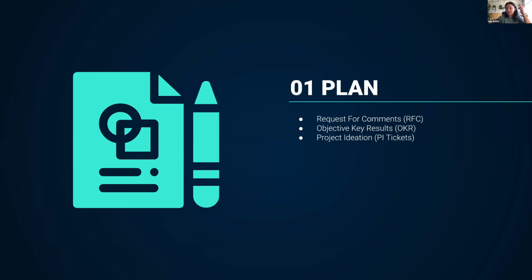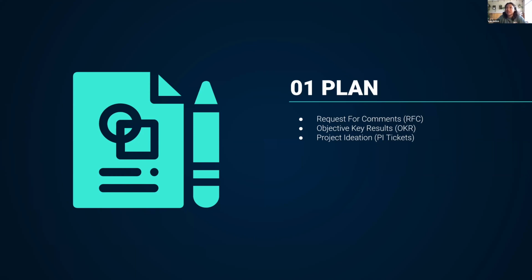So in step one, the planning phase, you might be familiar with requests for comments or even OKRs, where you're setting your team goals. A lot of times those turn into project plans, right? Project ideation, which for us, we like to put into Jira. So we have PI tickets or project idea tickets. Those will often spawn RFC documents.